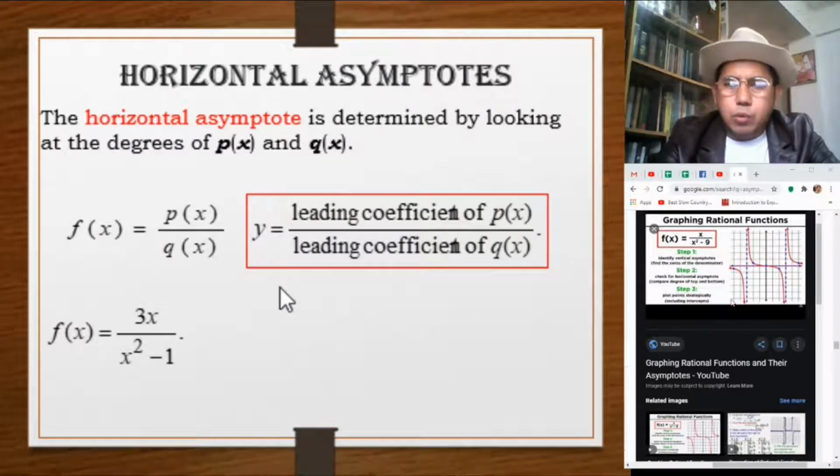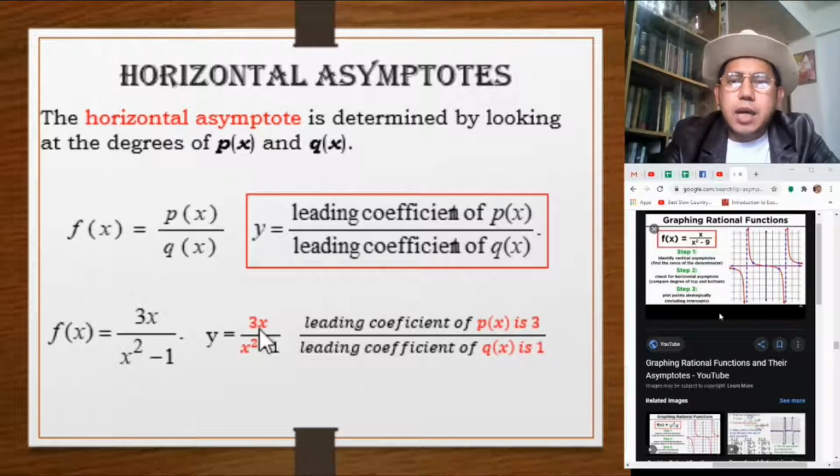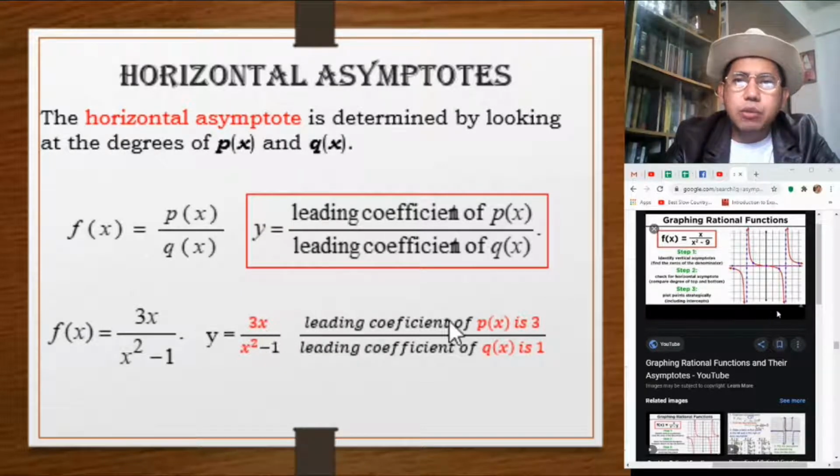Okay, now we have in here f of x is equal to 3x over x raised to minus 1. And you will notice that the leading coefficient of p of x in here is 3. 3 is the leading coefficient of the first term, but we have only one term. So our term is 3x. So the leading coefficient we are talking about is the numerical coefficient of this term. So now what about the leading coefficient of the q of x?